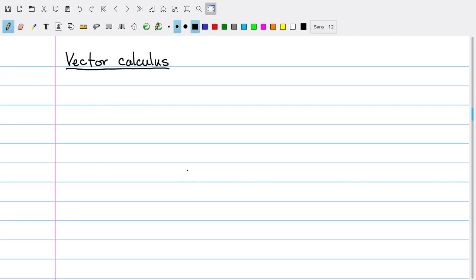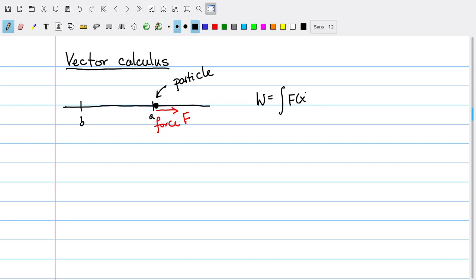This has already been explored in the case that I've got a force pointing in a single direction. For example, if I have a particle which is constrained to lie on a certain line, and when it's on this line, it experiences a certain force, and I want to think about how much work I need to do in order to move it from its position A over to some new position B, well then the work done is the integral of force, which is going to be in general a function of position, from the starting position to the ending position.